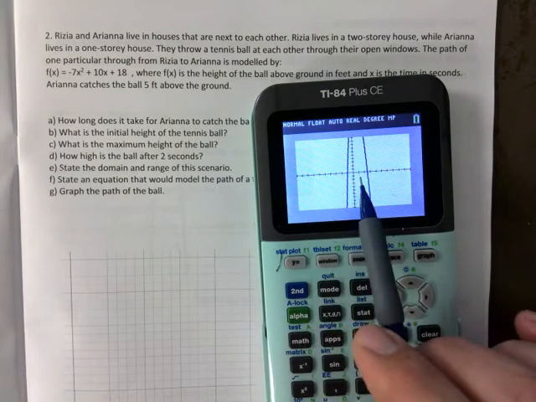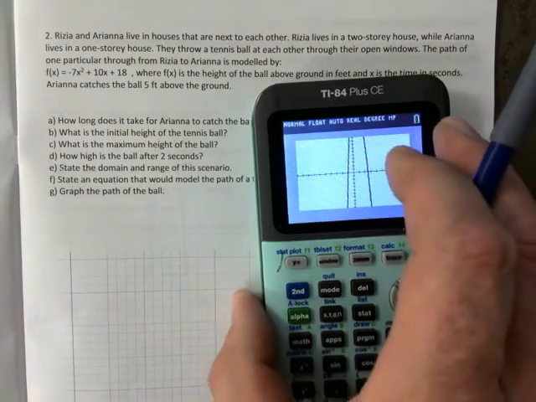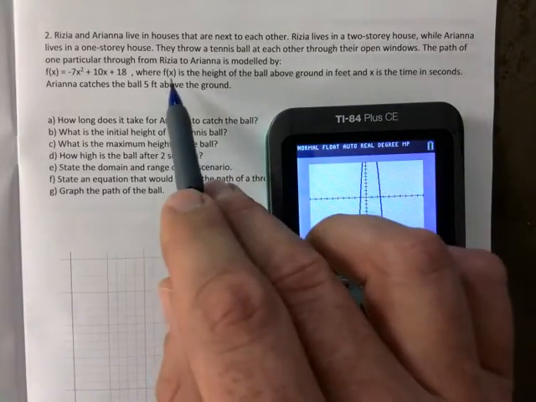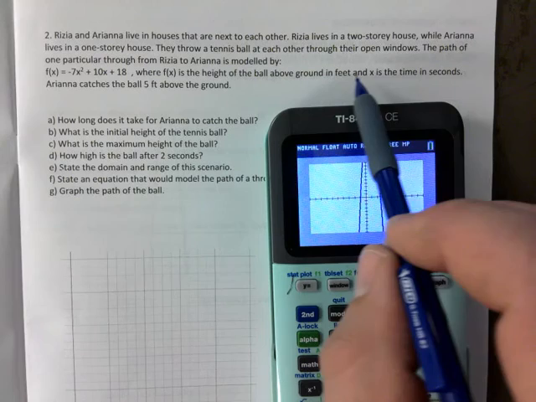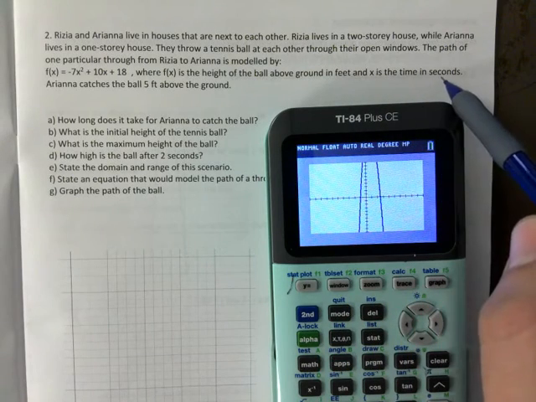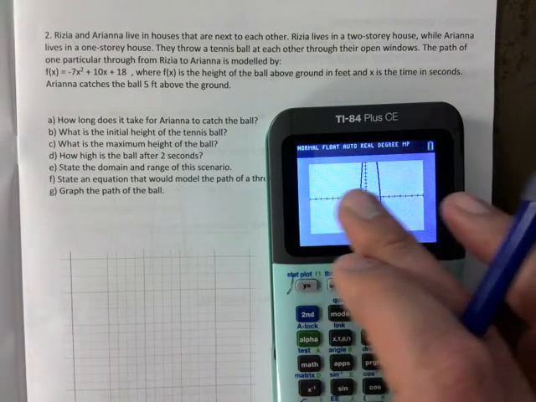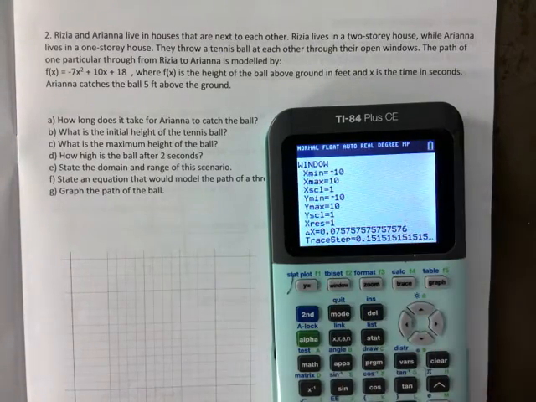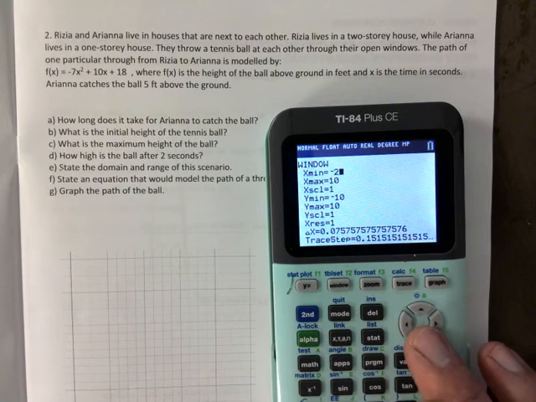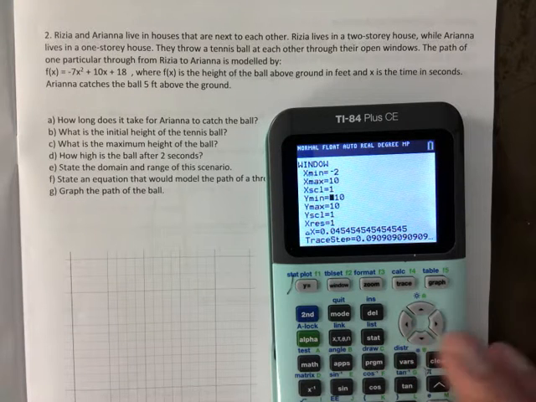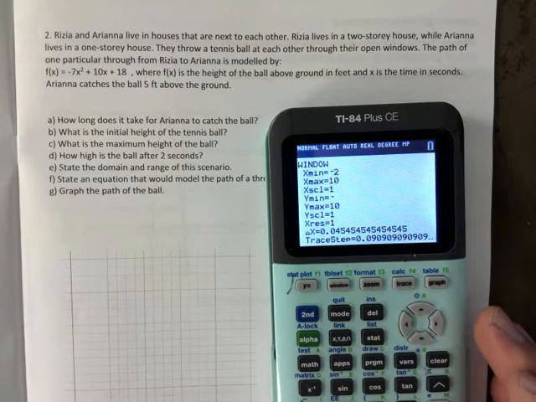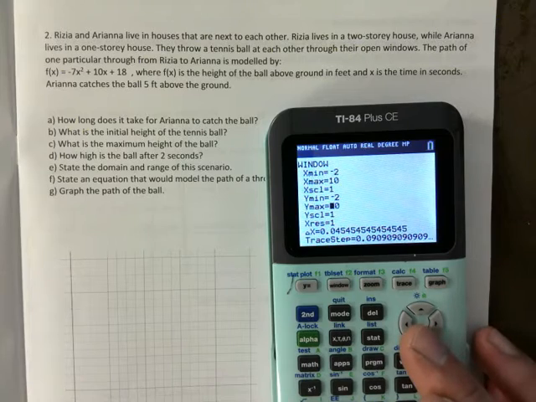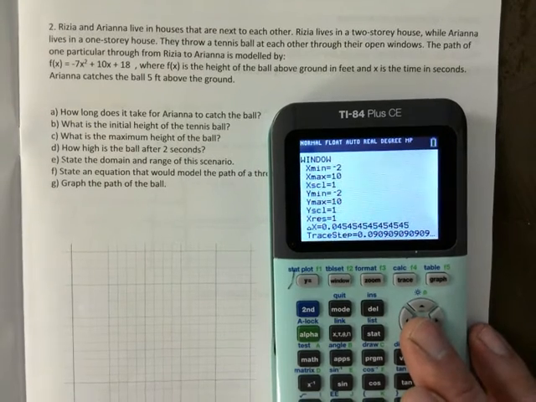Notice that I'm not interested in the negatives, because it says f of x is the height of the ball in feet and x is the time in seconds. So I'm not interested in the negative x values. I'm going to go to window, and the x min I'm going to set to maybe -2. Same with my y min, because it's above ground. The y max I do need to increase.